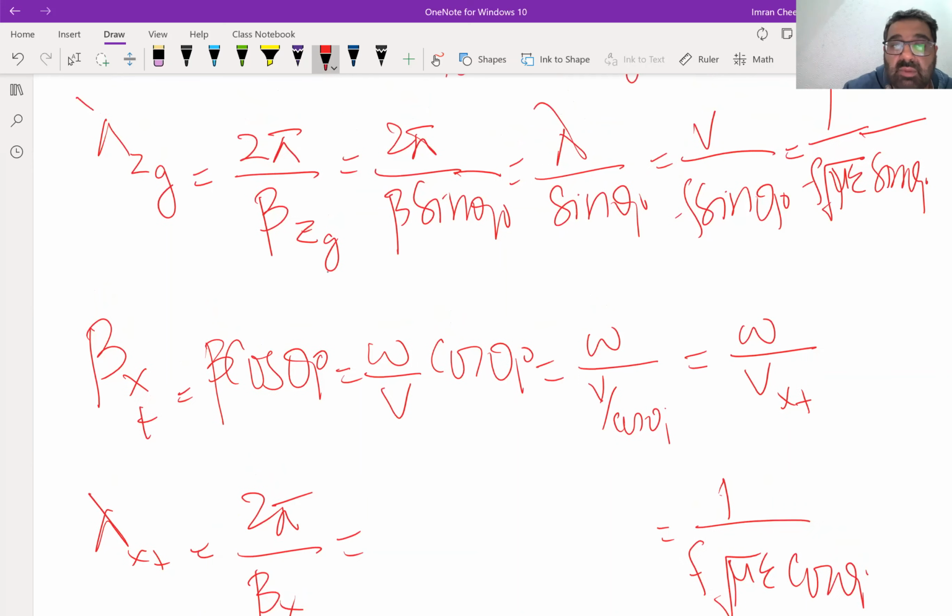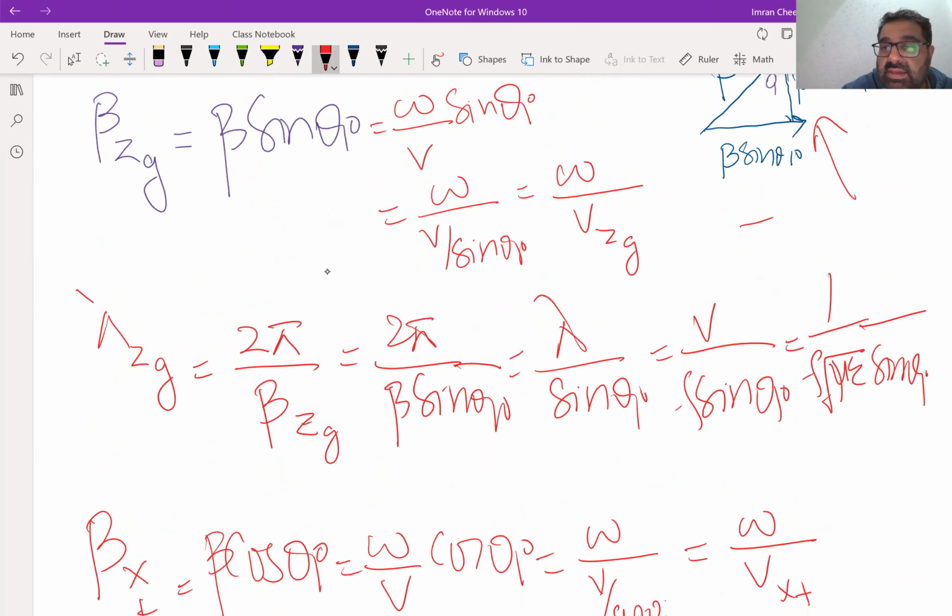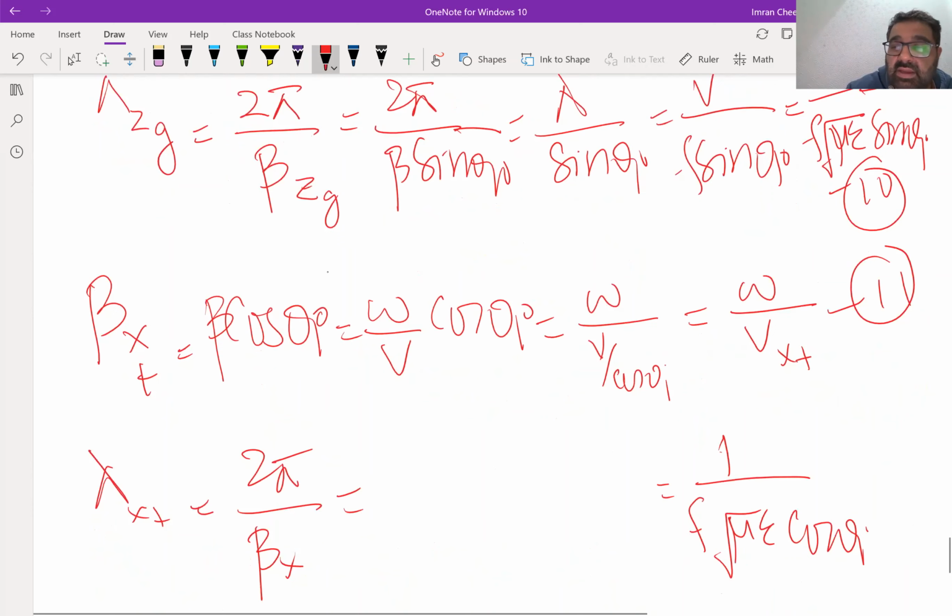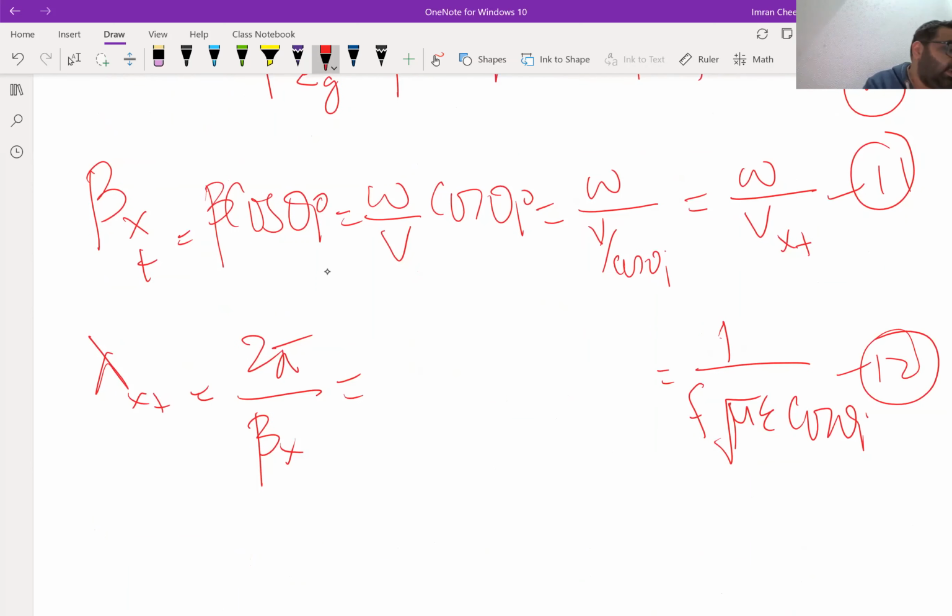All right. So I'm going to call these equations as 9, 10, 11, and 12. So these are the some simple equations. Now let's use these equations further.